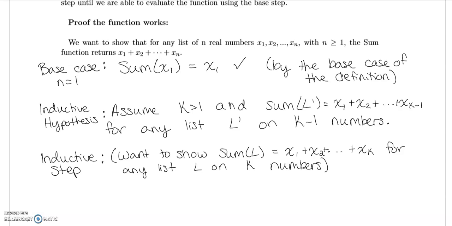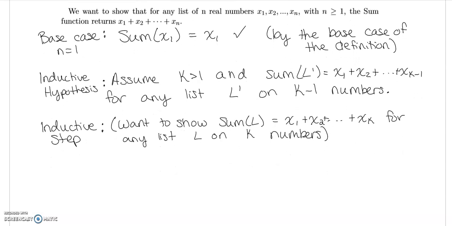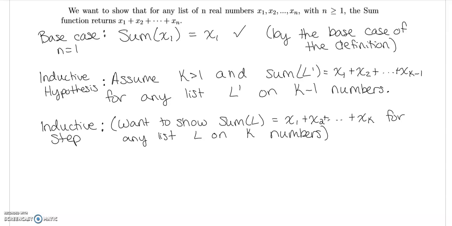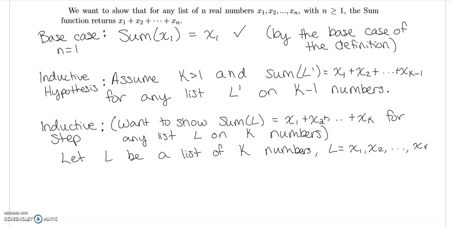So again, just a reminder of what we're shooting for. We don't have to write that down in an official proof. Essentially we want to start with sum of L and try to work over to the right side. You don't want to start by setting these equal and try to go down on both sides. Start with one side and work towards the other. So let's start with sum of L. Let's be a bit more official here. Let L be a list of k numbers, sorry. So we'll say that L equals x sub 1, x sub 2, all the way up to x sub k.